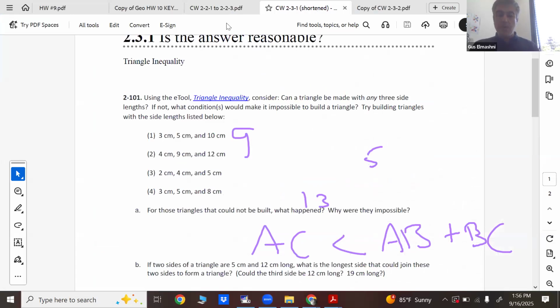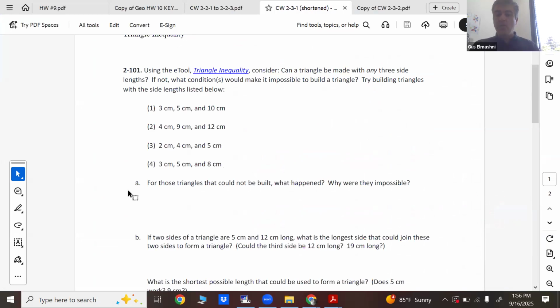So now of these options, of all these trios, which one is not okay? And which one is okay? Is the first one okay? No, because 10's too much. Is 2 okay? Is 3 okay? Is 4 okay? Right. Because for the first one, 10 is greater than 3 plus 5. Here, 8 equals 3 plus 5.